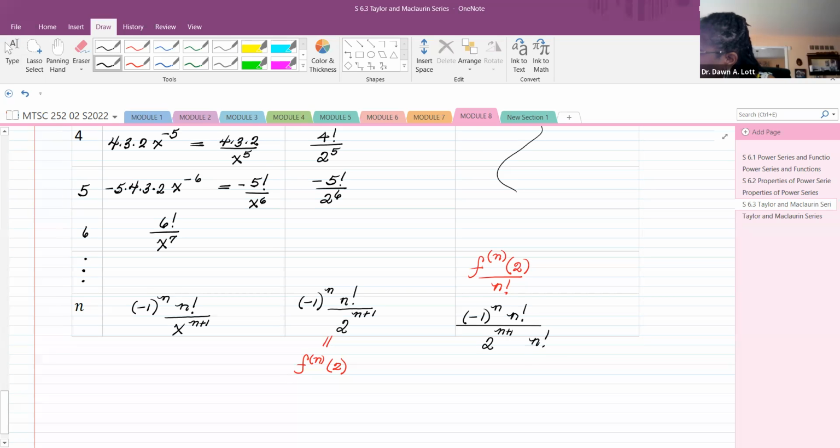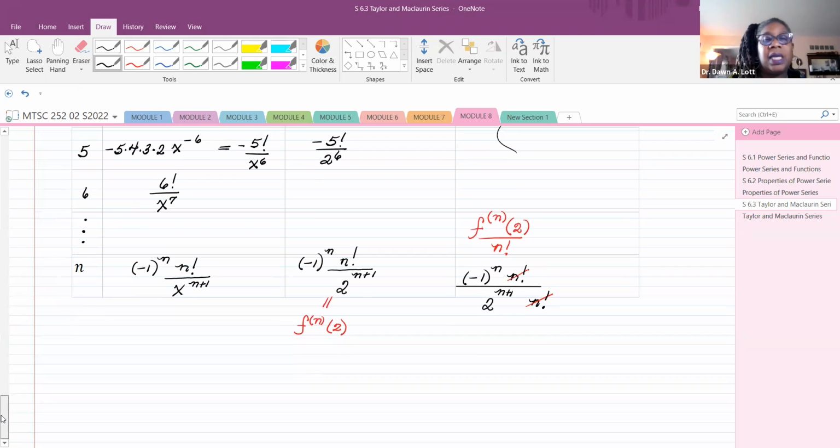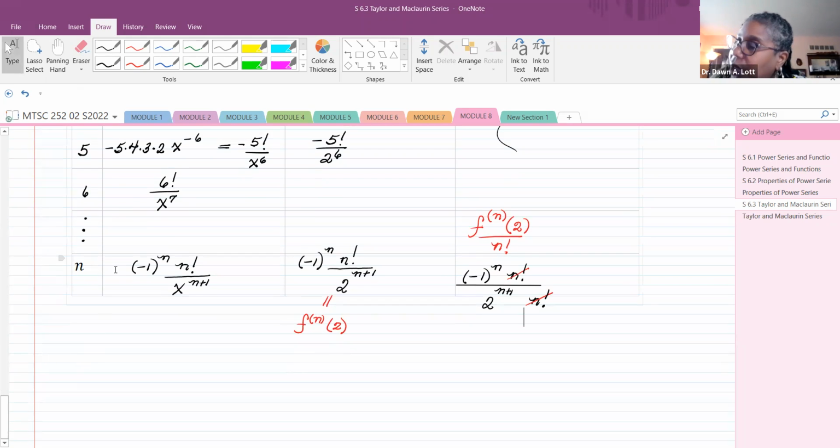So when I put the n factorial there, what do we see? Aha, the n factorials divide out. So now we get that the nth derivative at 2 divided by n factorial is negative 1 to the n divided by 2 to the n plus 1.